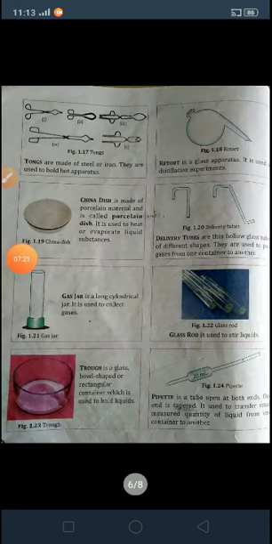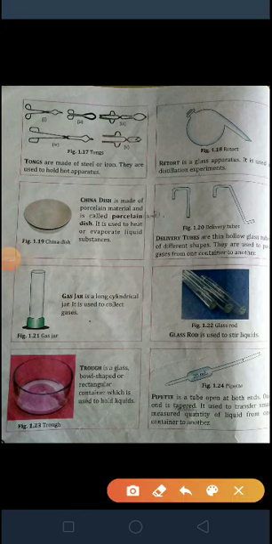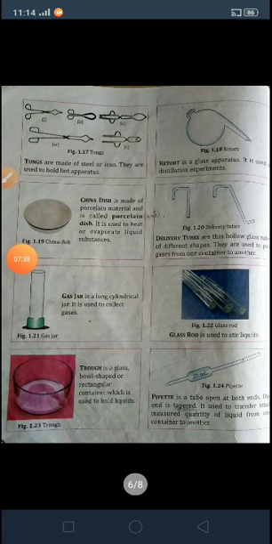First option is trough or china dish. Trough, as you are seeing here, is a glass wall shaped or rectangular container which is used to hold liquids. We use a trough to hold liquids, not for evaporating liquids. So we will check the next one.